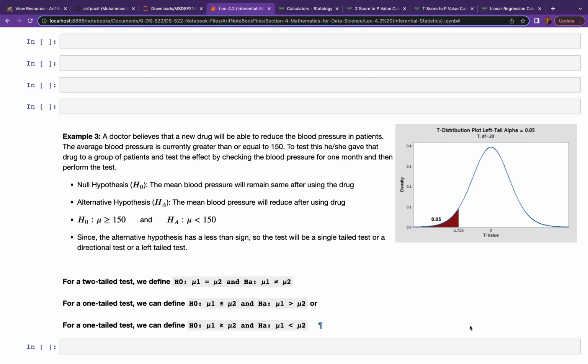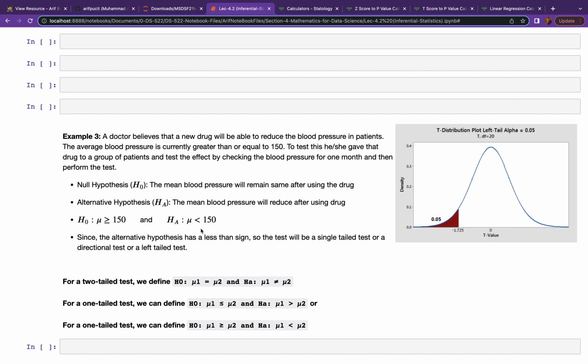Let's suppose a doctor believes that a new drug will be able to reduce the blood pressure in his patients. The average blood pressure of patients is currently greater than or equal to 150. So the null hypothesis in this case says that the mean blood pressure will remain the same even after using the drug, that is greater than or equal to 150. The alternative hypothesis or the research hypothesis says that the mean blood pressure of patients will be less than 150. That means after using the drug it will reduce.